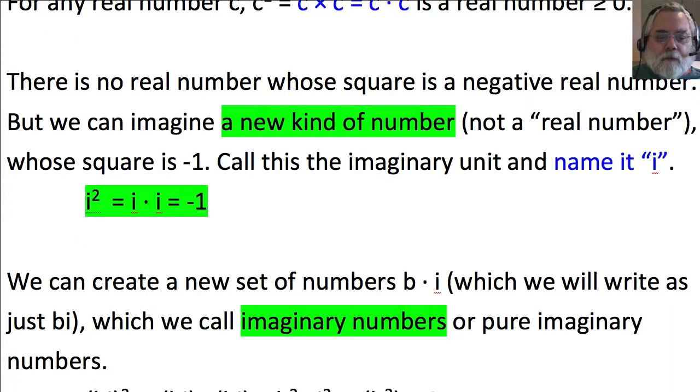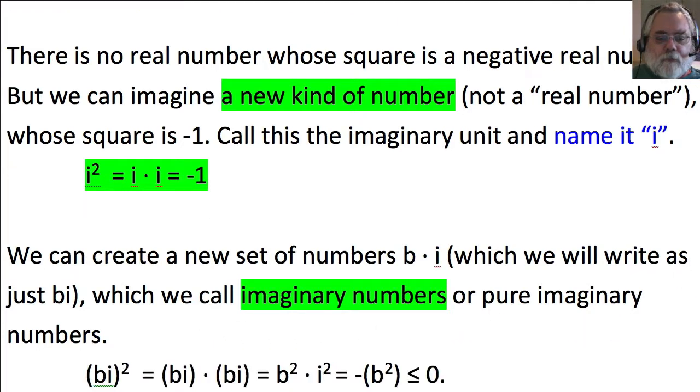We can create a new set of numbers by multiplying i times any real number, b, which we'll write as just bi. Or we could write it as ib, same thing. And we'll call this new set of numbers bi imaginary numbers or pure imaginary numbers. It means the same thing.